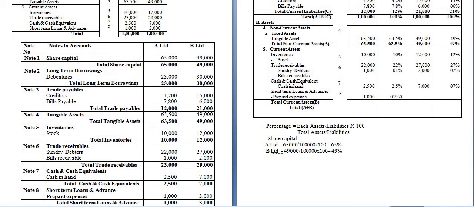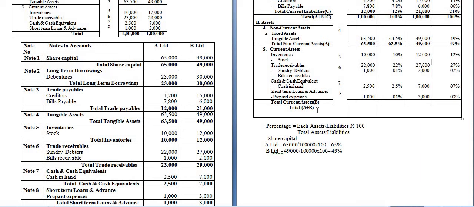Okay. Next one, the amount of prepaid expenses of B Limited is how much? 3,000. So write in the amount column 3,000. Okay. And the percentage: 3,000 divided by 1 lakh into 100 is 3%. Okay. Now make the total of current assets.